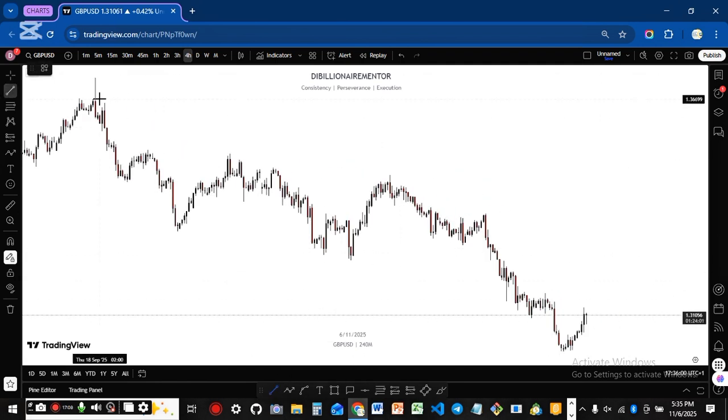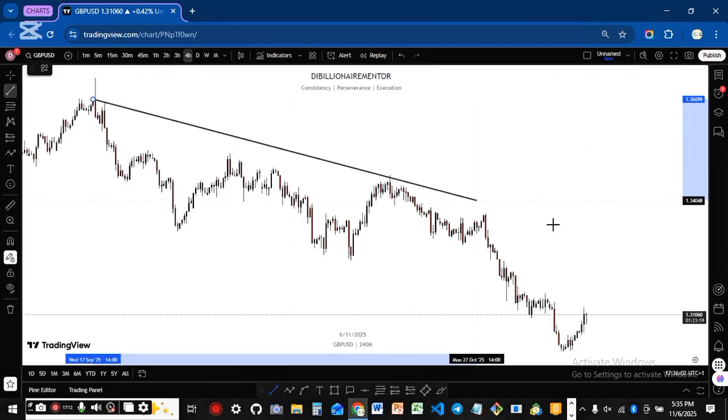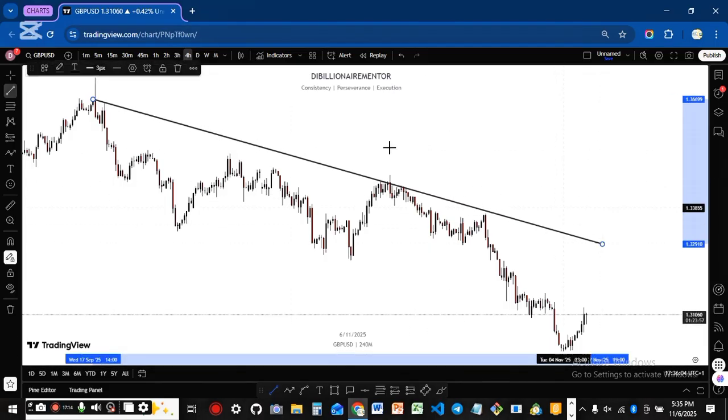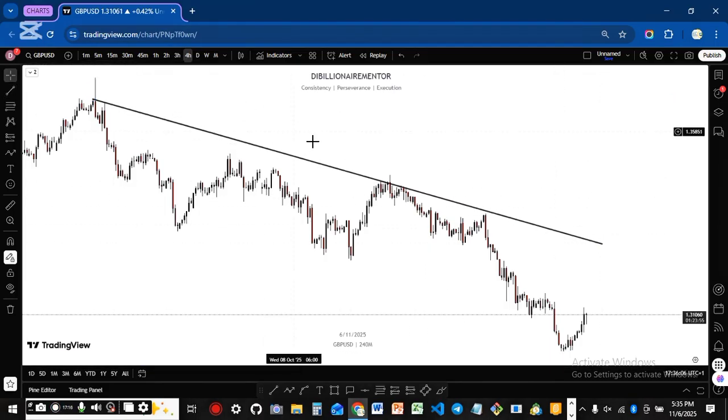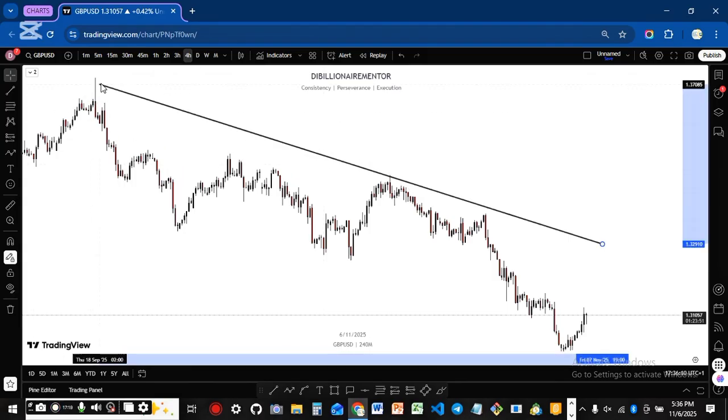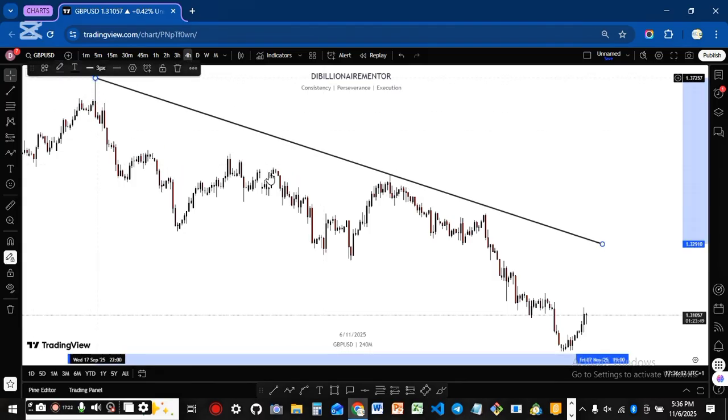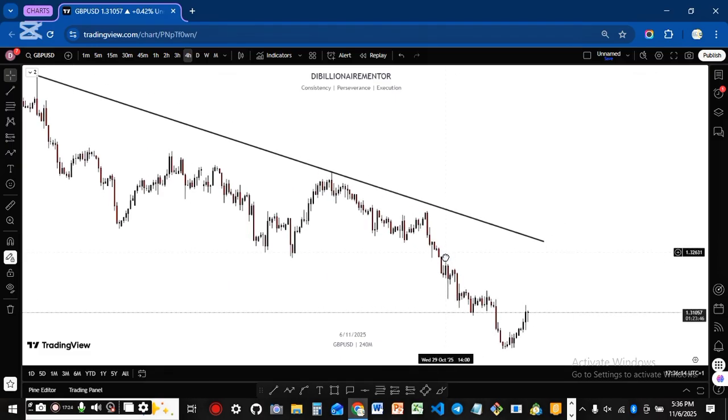You don't want to draw a trend line like this. No, this is not how to draw a trend line. You want to accommodate the wick. This is not how I draw my trend line. I see people do that very, very often.